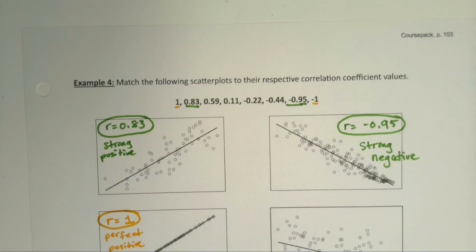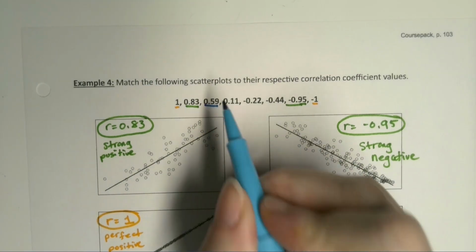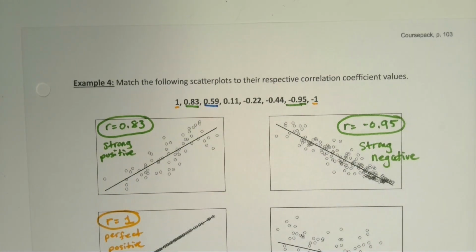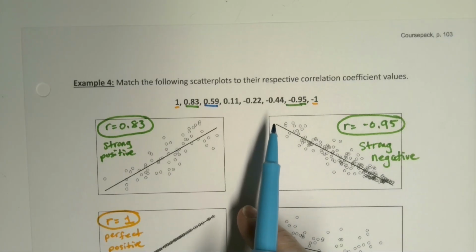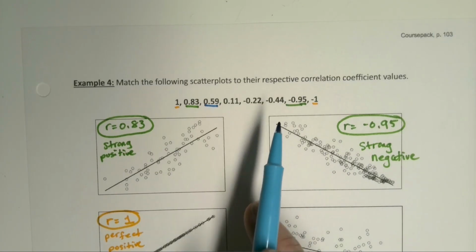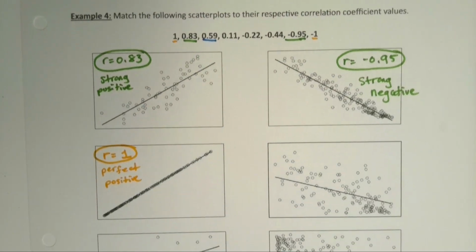Okay, now what about 0.59? 0.59 is a moderate positive relationship. So the points will be kind of clustered near the line, right? Not perfectly, but it'll be better than nothing. And then -0.44 is not moderate. So we're only looking for a moderate one.